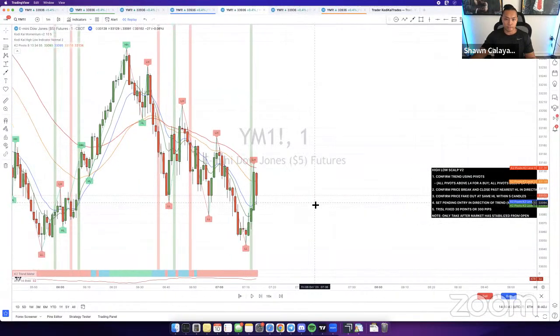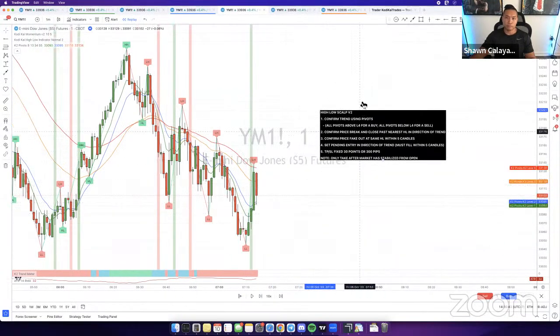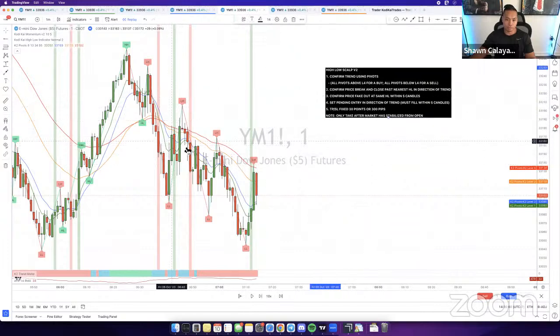All right, so the entry is right over here. So going to step 1, first you want to confirm the trend using the pivots. You can see price here is below the pivots. The pivots are angling down. The red pivot is above all the other pivots. That's the main thing you're looking for.